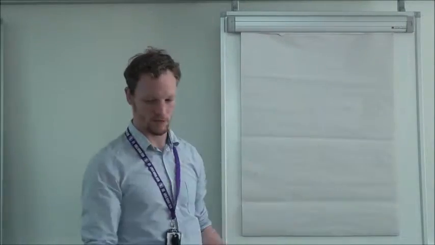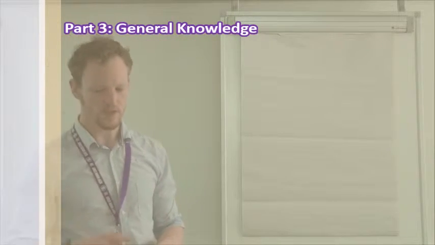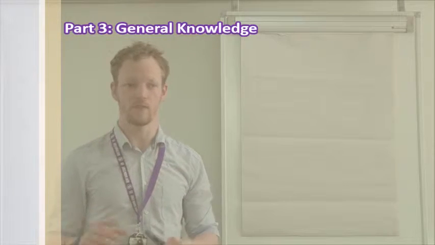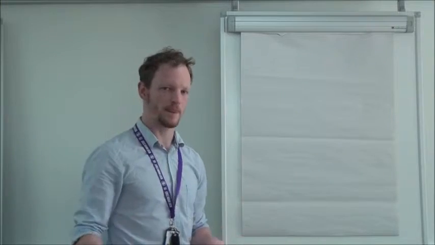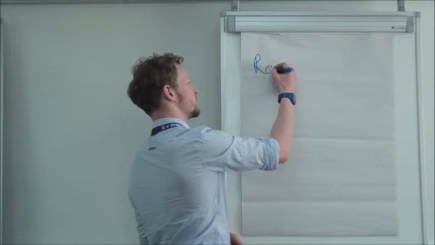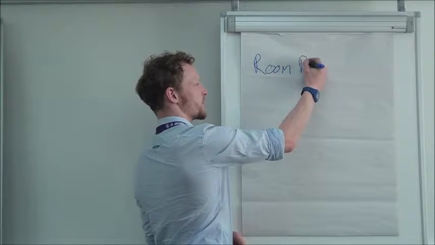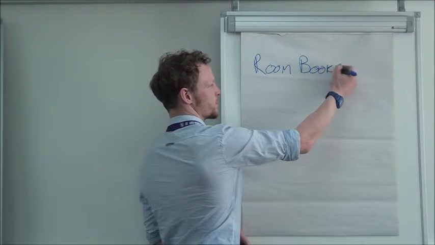In the end of section two, part three, just some of the general knowledge things that you will need. So we're going to look at three areas of knowledge that groups need to know and that they'll probably ask you questions about, and that it's good to be prepared for. First one is just general administration type stuff. Imagine for a moment, someone comes to you and asks where to go to book a room. What do you say?